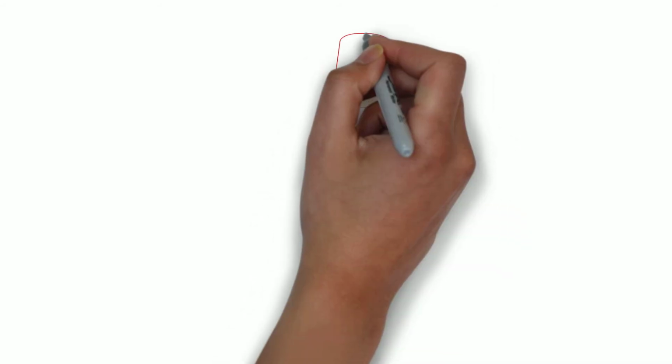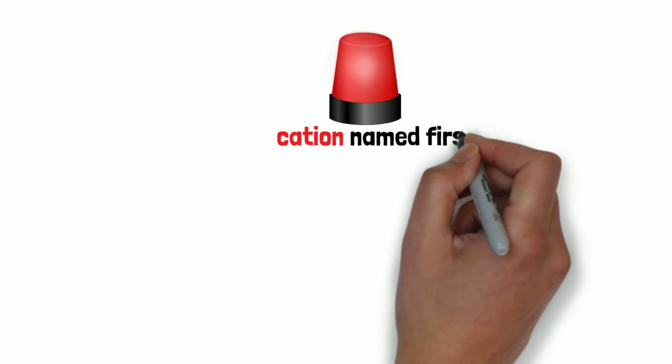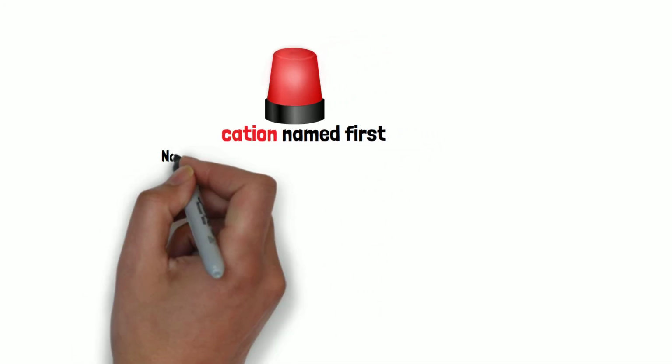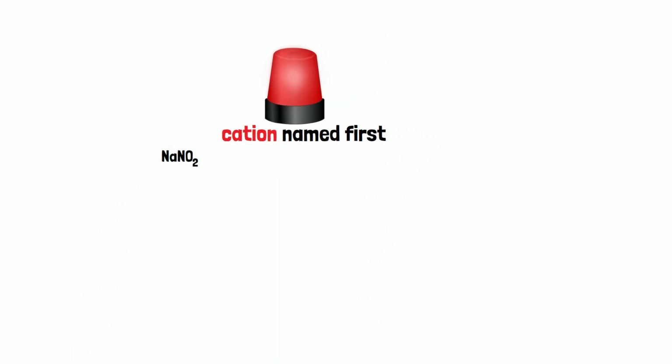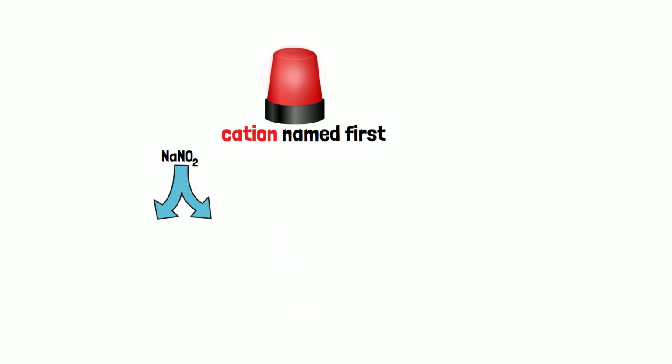When it comes to naming polyatomic compounds, the most important thing to remember is that the cation in the compound is named first. For example, if you're given the compound NaNO2, first establish which is the cation and which is the anion. I'm going to put a link somewhere in here on the video where we talked about cation versus anion, just in case you need a little refresher.